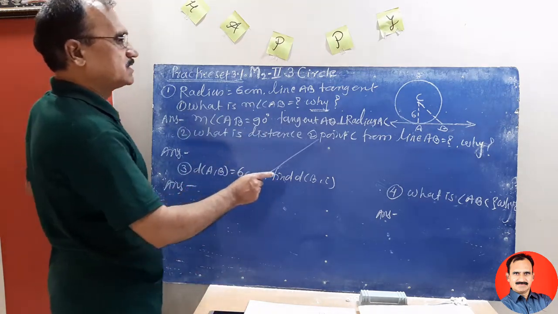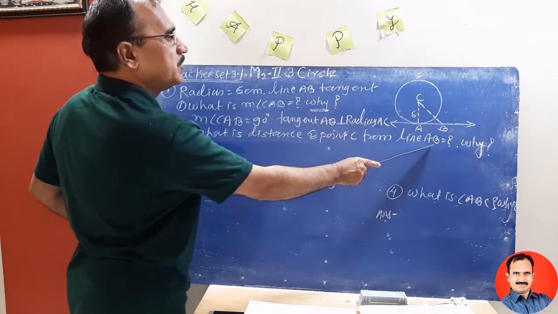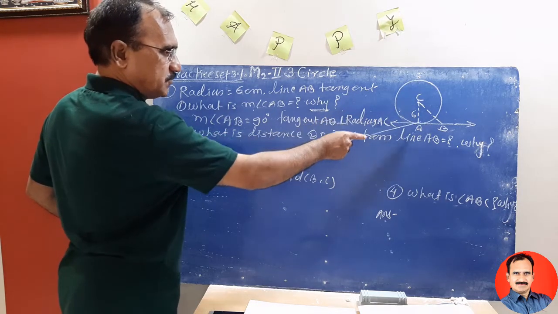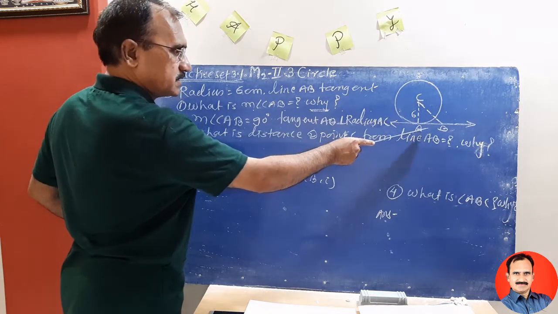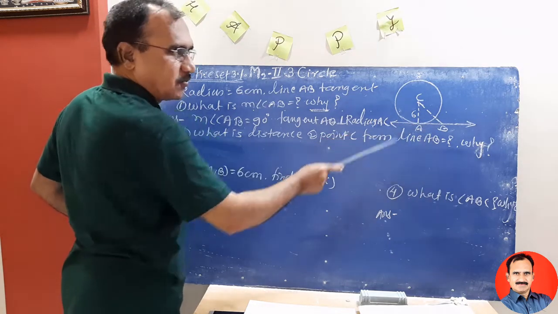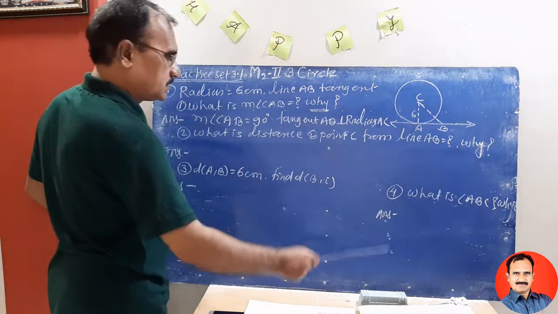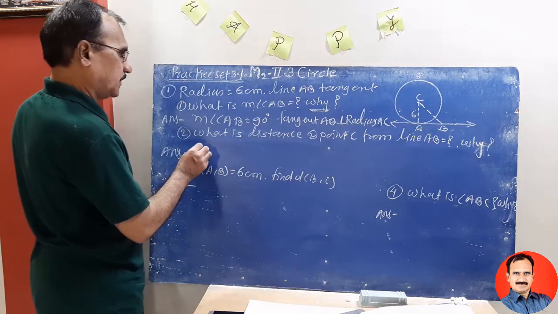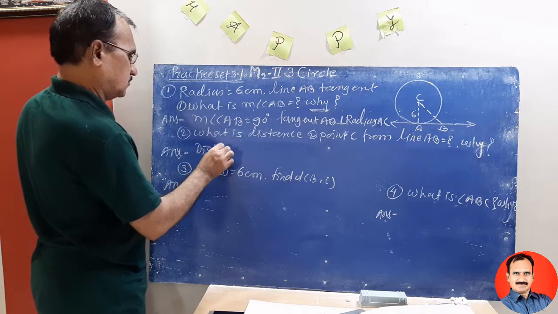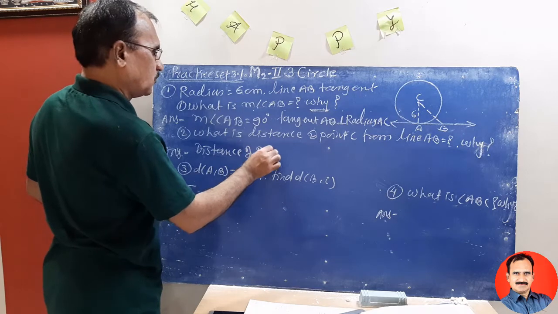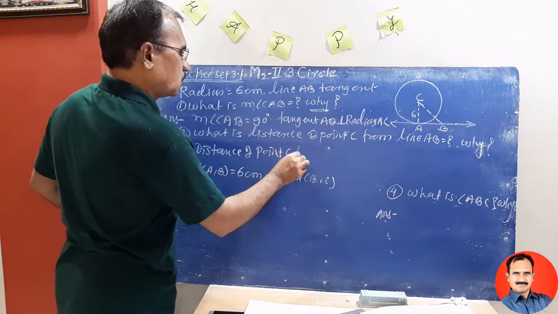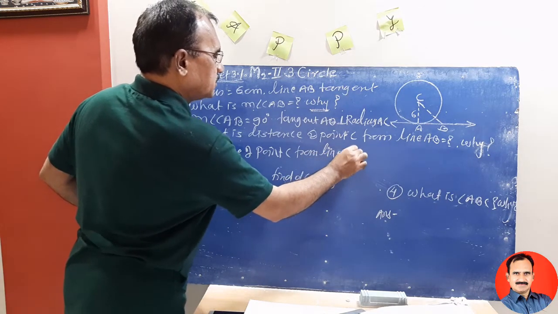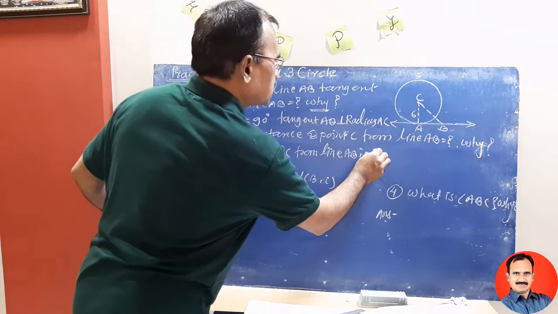Then what is the distance of point C from line AB? This line AB means this is tangent. And what is the distance of point C from line AB? You know this is radius, this is tangent. Point A is the point of contact of tangent and radius. That means 6 centimeter. Distance of point C from line AB is 6 centimeter.